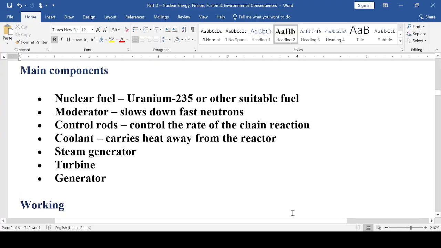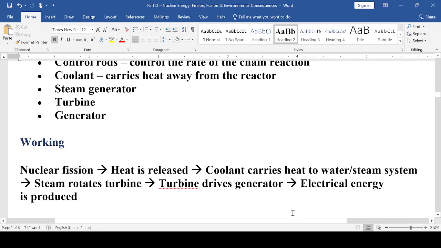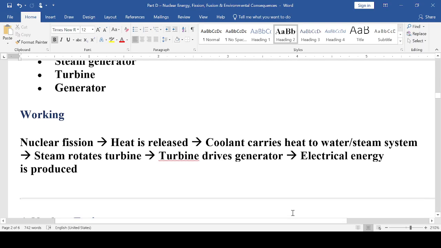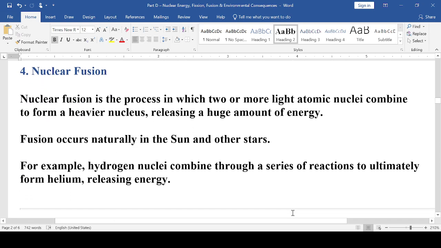So how does this nuclear reactor work? Nuclear fission takes place, then heat is released. The coolant carries heat to the water or steam system. Then steam will rotate the turbine. The turbine drives the generator, and with the help of it, electrical energy is produced.